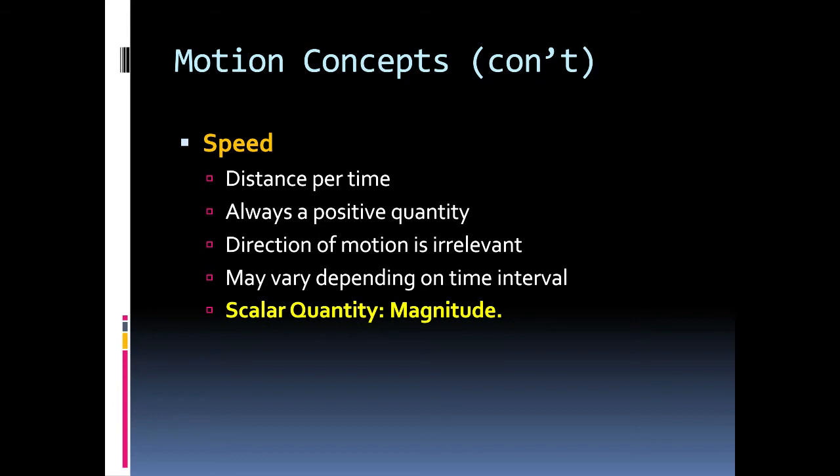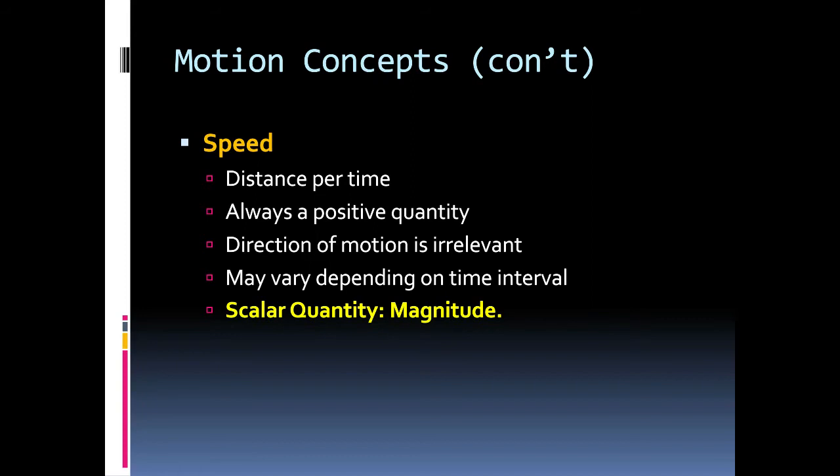It showed where you stopped, where you were traveling at a steady rate. Speed is always a positive quantity. It is a scalar. The direction of motion is irrelevant. If you do add direction, then you're talking about velocity. It may vary depending on the time interval, obviously.